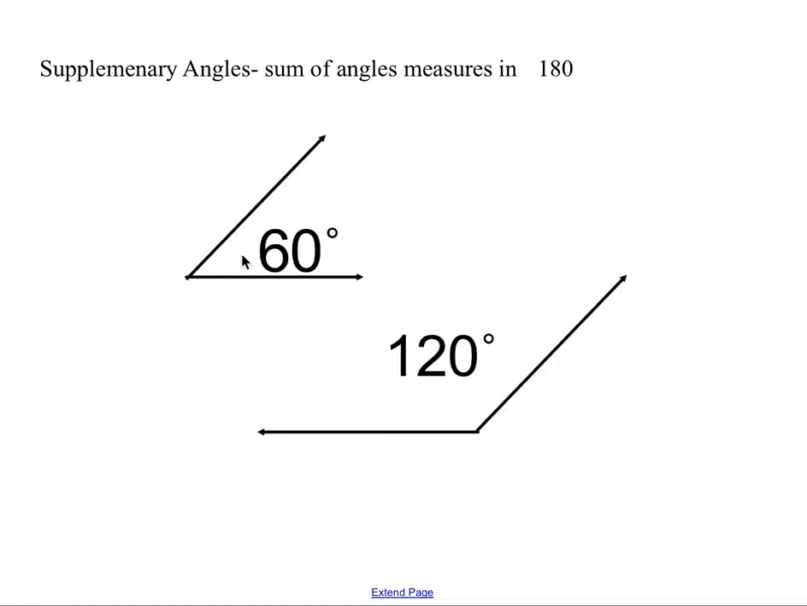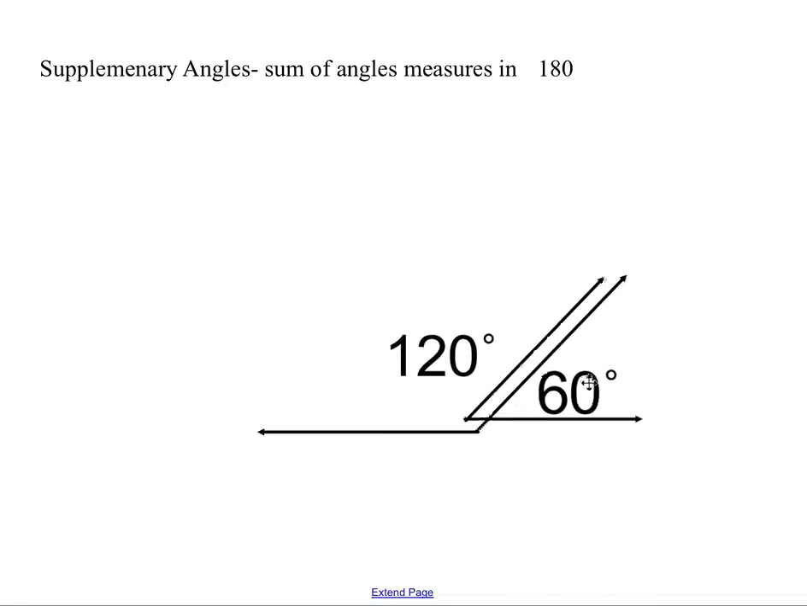So here's kind of a cool way to look at it. 60 plus 120 is 180. So when I lay these two together, do you see how they make a straight line? So basically a straight line that has two angles, the sum of those two angles would have to be 180 degrees.